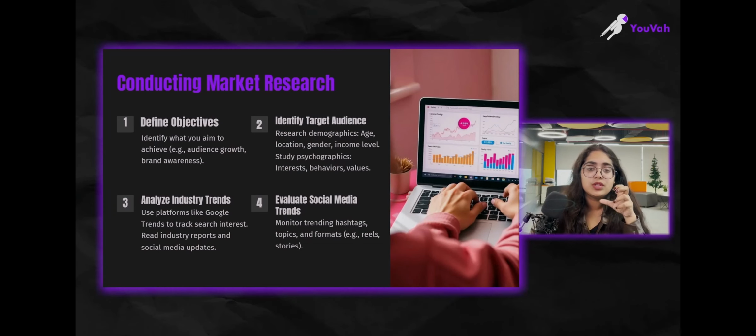Then comes evaluate social media trends. Another way to know about the scope of a particular product is through social media, right? So see in the stories, and try to see it on different competitors' pages as well, whether the product is still surviving. Are people still asking and demanding that particular product or not?